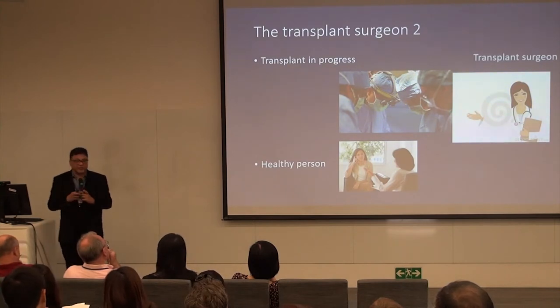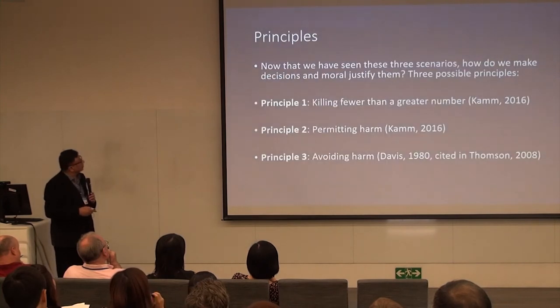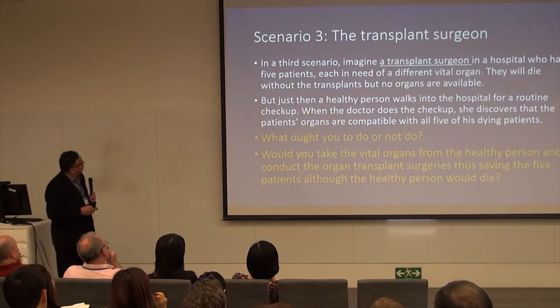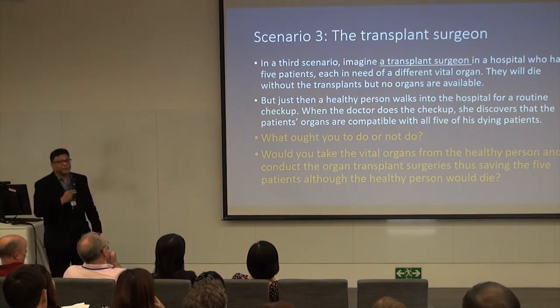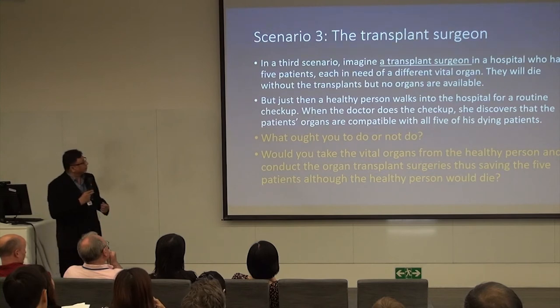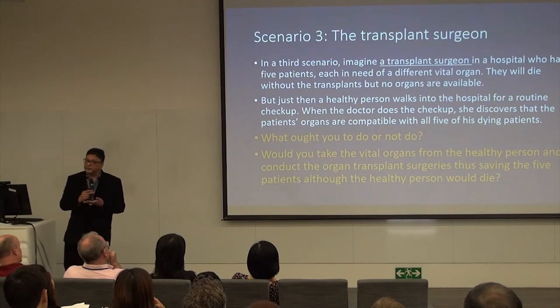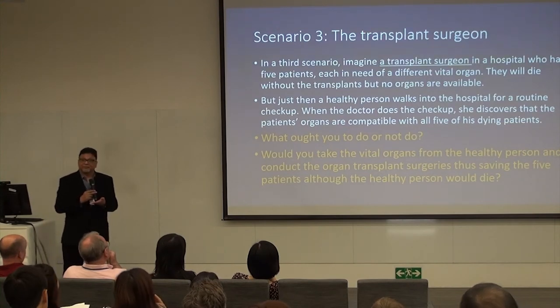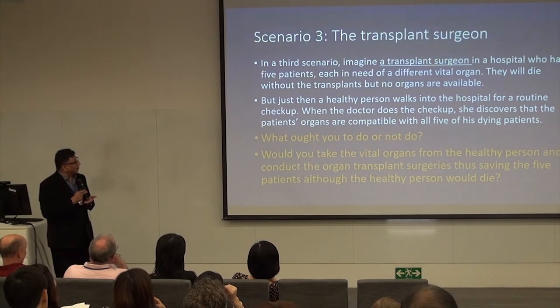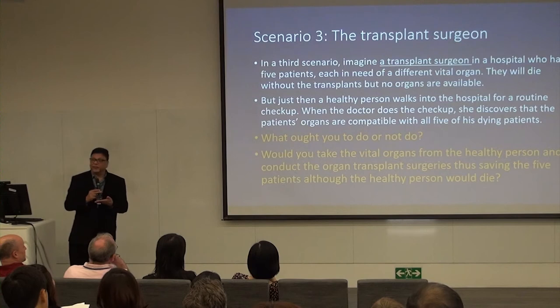Imagine you're a transplant surgeon and you're in a hospital. Okay, the third scenario. Imagine you're a transplant surgeon in a hospital who has 5 patients, each in need of a vital organ. They will die without the transplants, but no organs are available. But just then a healthy person walks into the hospital for a routine checkup. When the doctor does the checkup, she discovers that the patient's organs are compatible with all 5 of his dying patients.